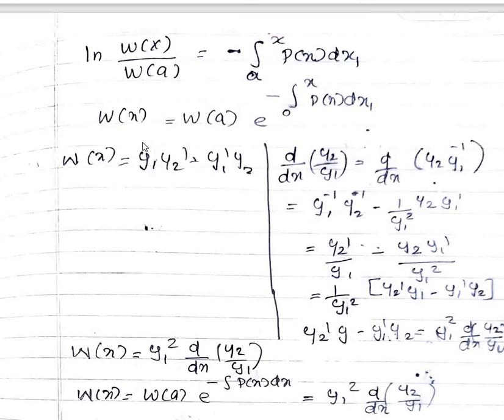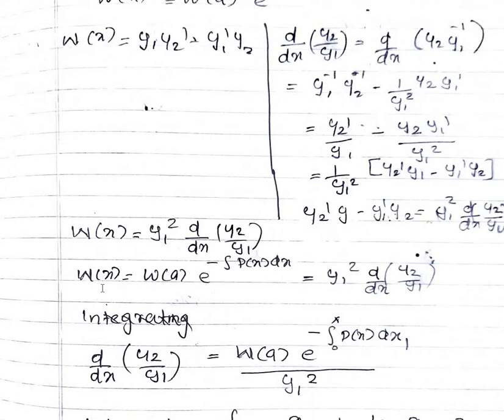So now we are going to write, instead of y1 y2 dash minus y1 dash y2, we are going to write y2 dash y1 minus y1 dash y2. So the Wronskian becomes y1 square into d by dx of y2 by y1.